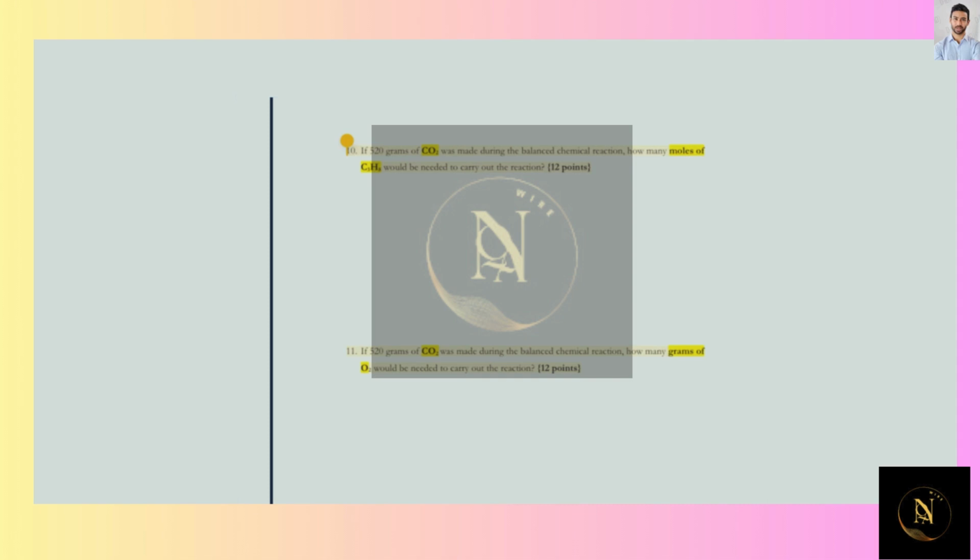So over here we're asked some questions regarding a reaction of combustion of C3H8. So the first step is going to be to balance the corresponding reaction to produce CO2 plus water.